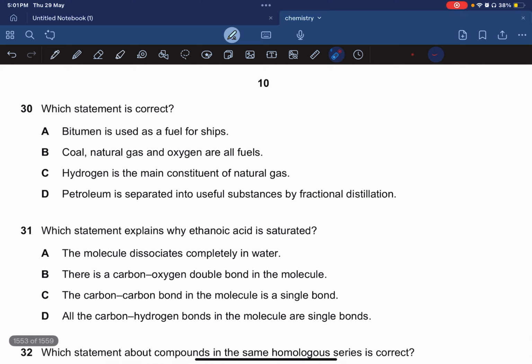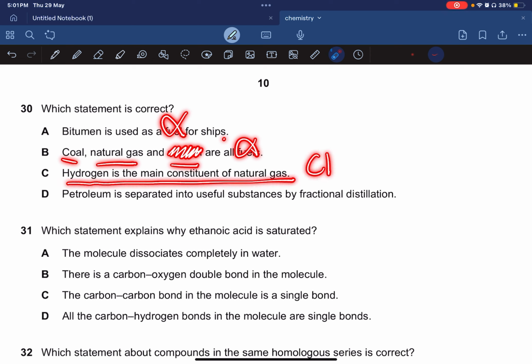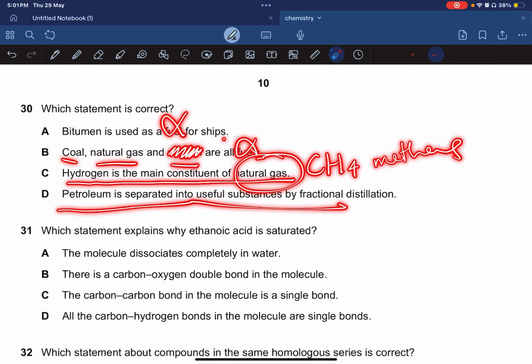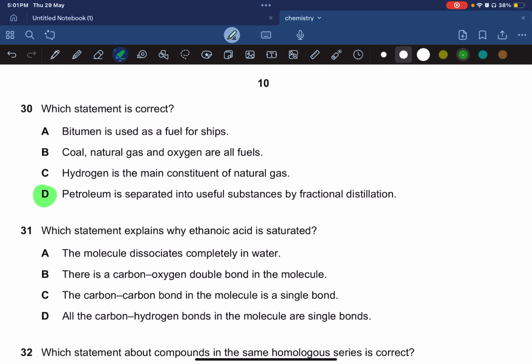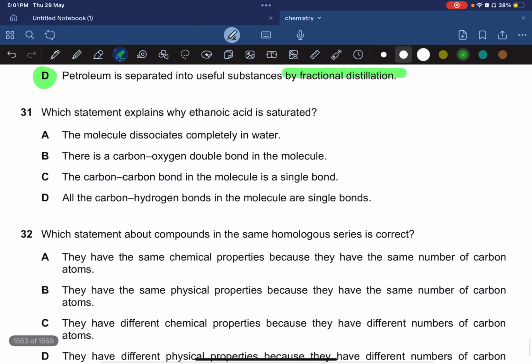Okay, which statement is correct? Bitumen is used as fuel for ships. No, that's fuel oil. Coal, natural gas, oxygen, all fuels? Not oxygen. There should have been coal, natural gas, and crude oil. Okay, hydrogen is the main constituent of natural gas, CH4. That's not hydrogen, that's methane. Methane is the main constituent. Petroleum is separated into useful fractions by fractional distillation. This one's correct. Use this process to separate petroleum.